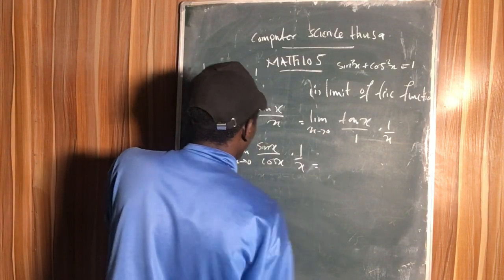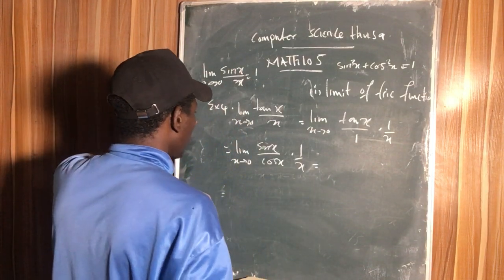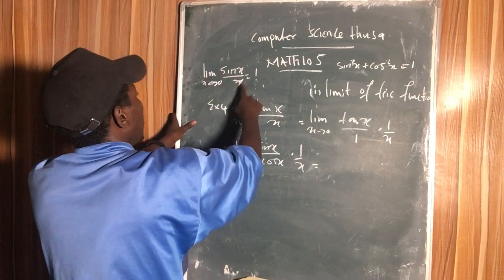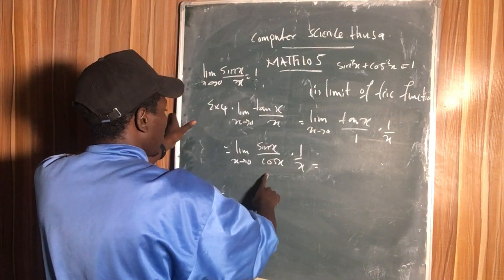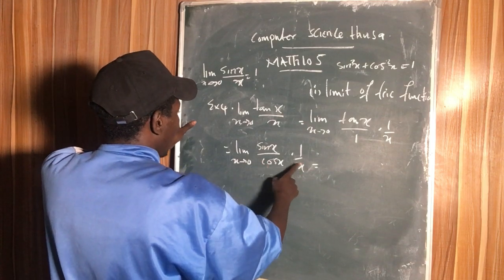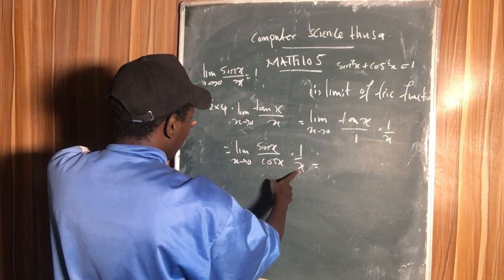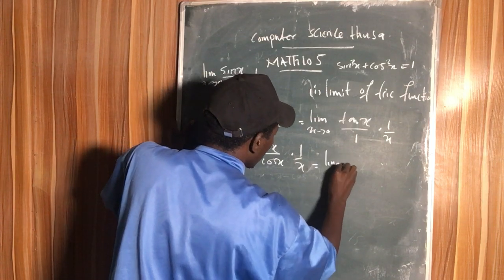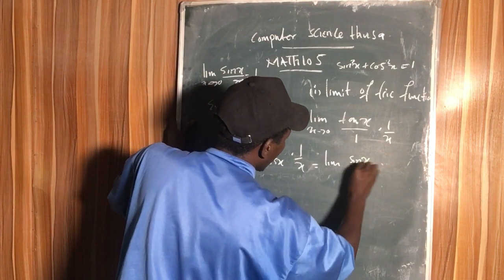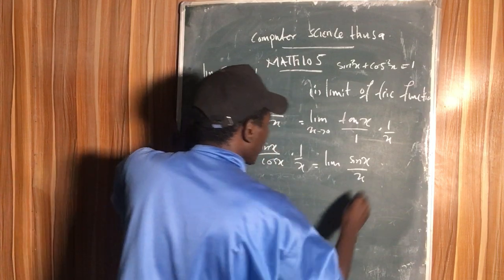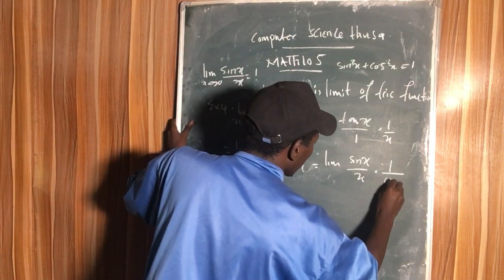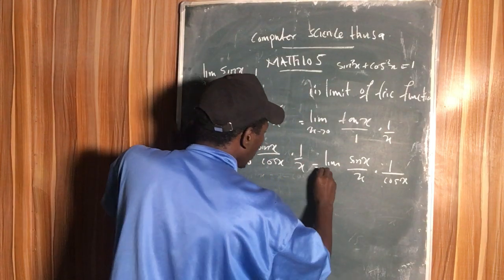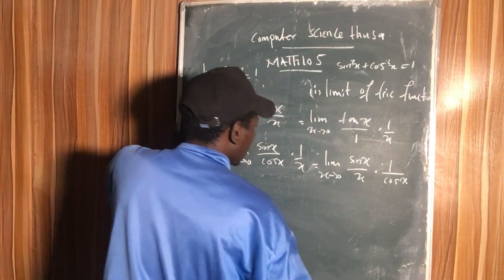So we interchange them because we want to get this kind of expression. We interchange this and this, because cos x times x is the same as x times cos x. So we have the limit of sin x all over x times 1 all over cos x, right, as x tends to 0.